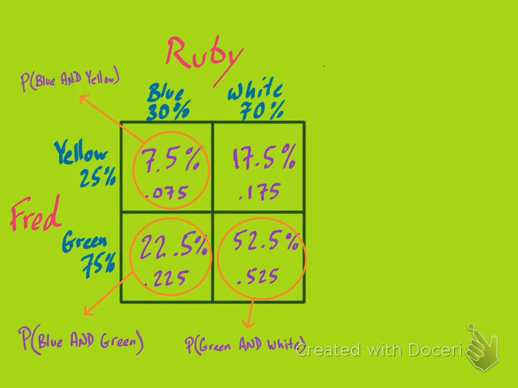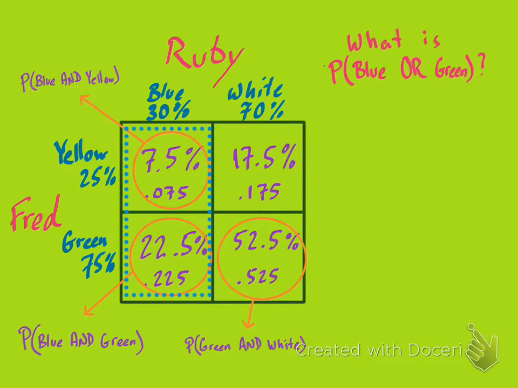All right, but what if my question was something like this? What is the probability that at this graffiti removal project we have either blue or green paint? I'll take either one of them, either one. So if you think about that, Ruby has a 30% chance of bringing blue paint, and it doesn't matter what kind of paint Fred brings. There's a 30% chance that blue will show up at this graffiti removal project. At the same time, there's a 75% chance that green paint will show up. So 30% for blue and 75% for green.